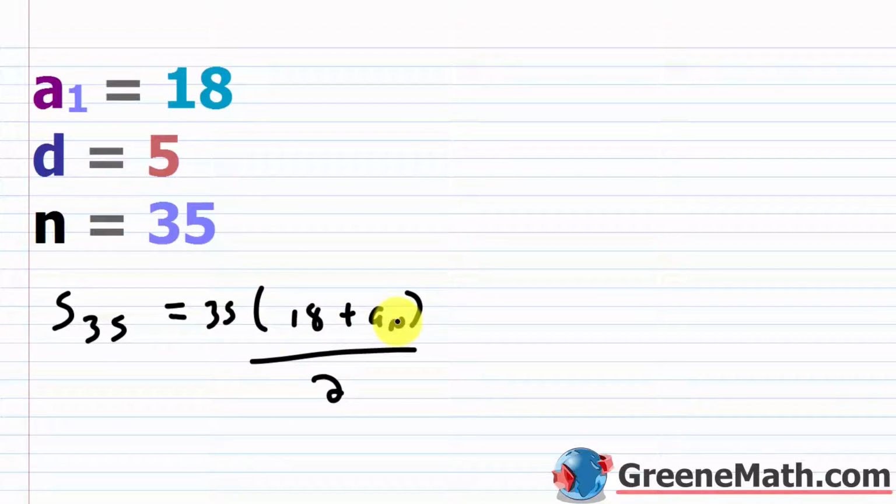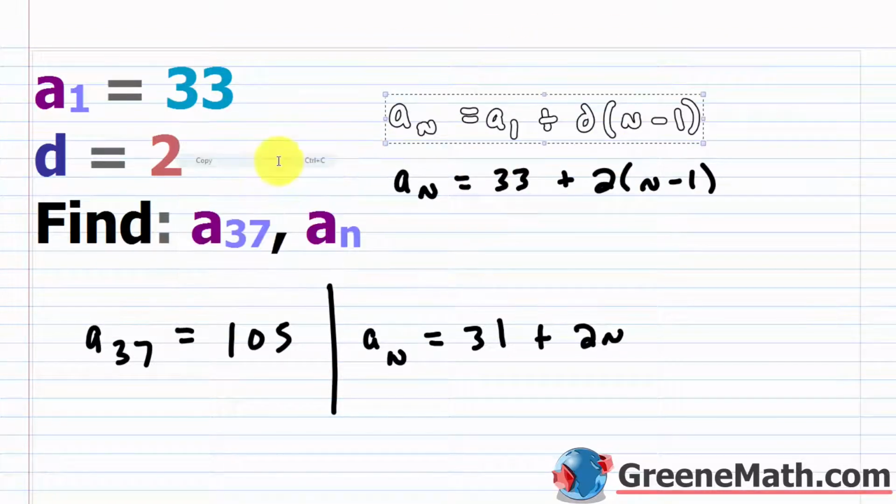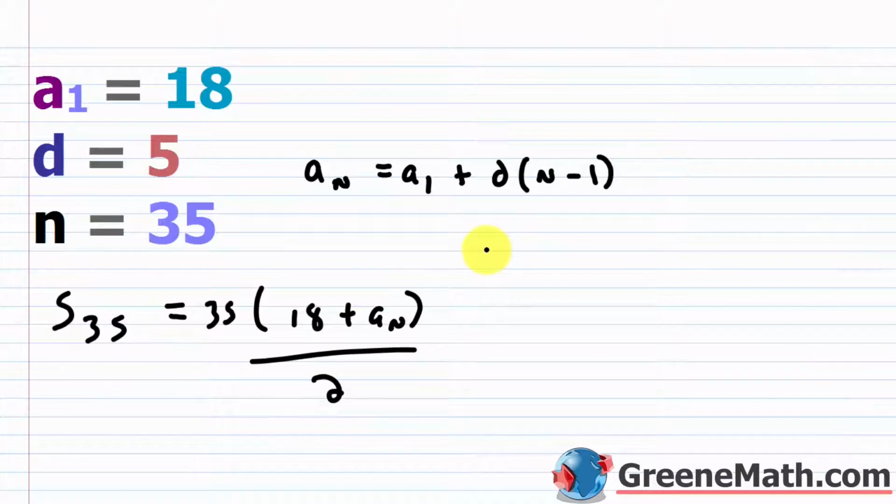Well, you have to calculate that, and the way you would do that is you would use that formula that we just worked with. So if I go back, this formula here, let me just copy it. We'll use it real quick. So let me copy this and come back down. In this case, because it's a little bit more work, you'd probably want to use the other formula. But basically, it's not too bad. So you would have a sub 35 equal to a sub 1, which in this case is 18, plus d, which is 5, times the quantity n minus 1. In this case, n is 35, so it would be 35 minus 1, which is 34.